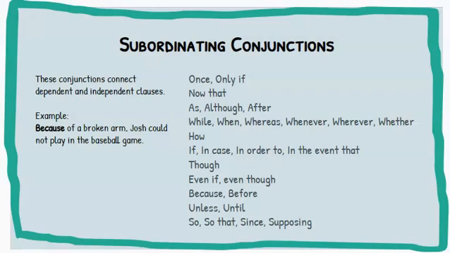So we could have moved this dependent clause to the end, but when we have it in the beginning, we're going to have a comma distinguishing between the two. And then you have a list there of subordinating conjunctions.